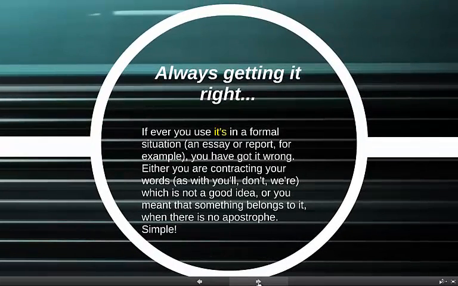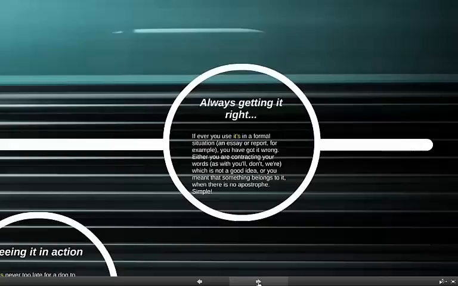The nice thing about the word its is if ever you use it's in a formal situation, that is an essay maybe or a report, you've just got it wrong. Either you're contracting your words, and you wouldn't normally do that formally. You wouldn't normally write you'll, don't, we're, shouldn't, wouldn't, couldn't, all of those contractions. Or you're trying to say something belongs to it, in which case there is no apostrophe. So once you've grasped the two main rules, you will never get it wrong again.